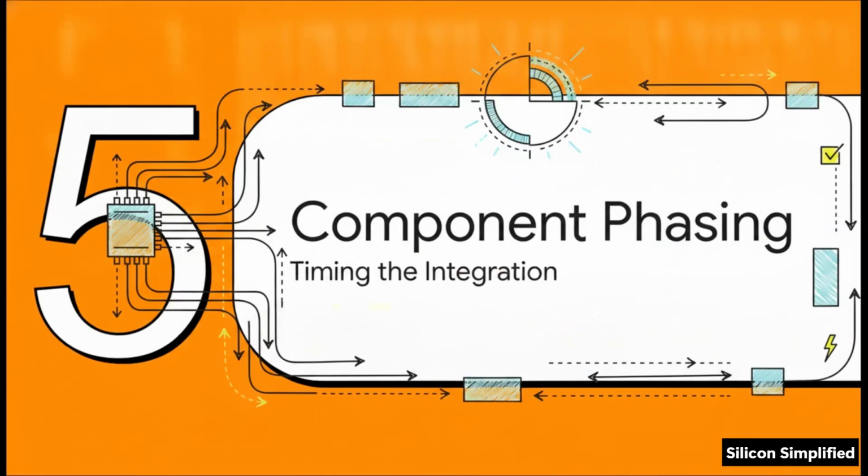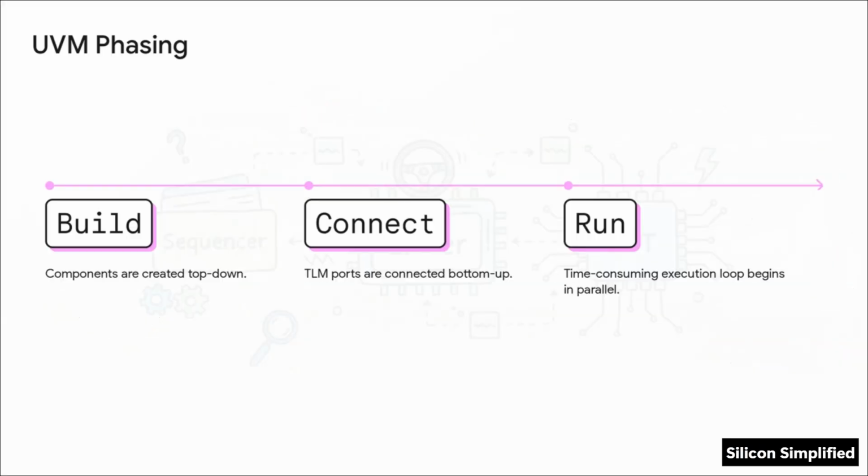So, how do we wire all this up? Section 5. Component phasing and connections. Timing the integration. UVM's strict phasing is exactly what ensures the driver is fully wired before it ever attempts to pull a transaction. The hierarchy is established top-down during the build phase.